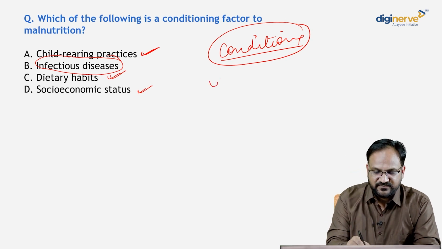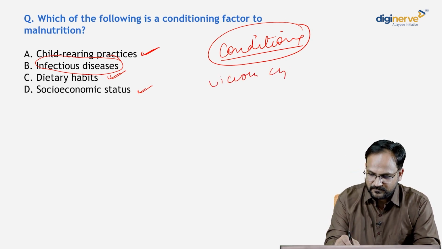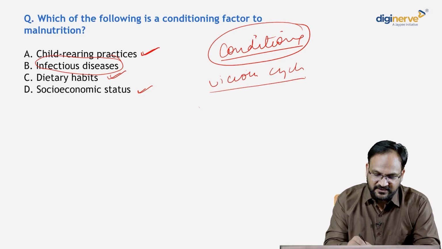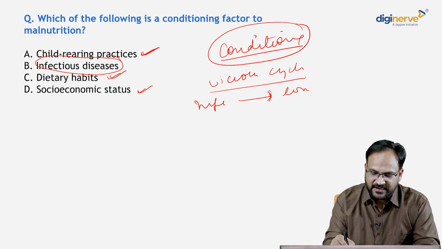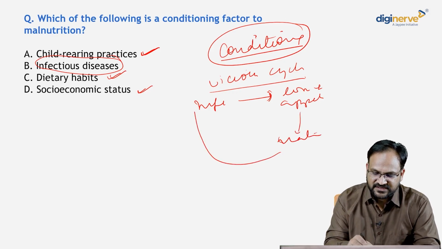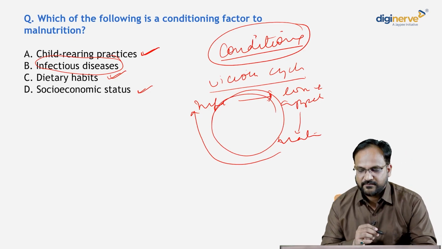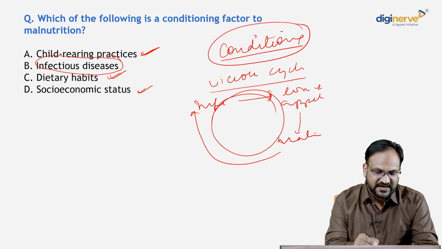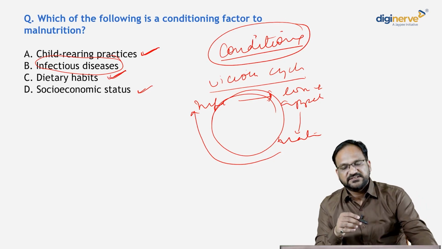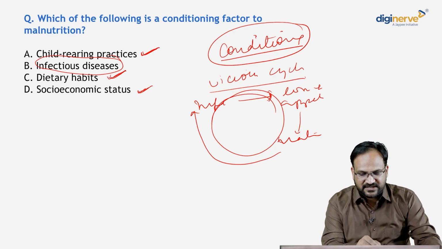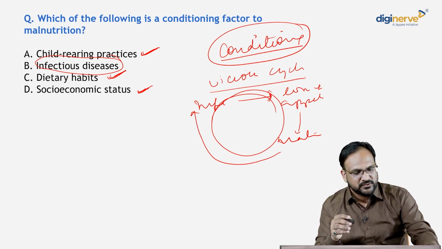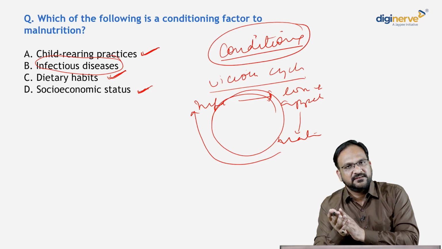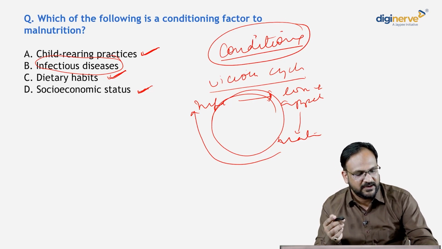How? Because this is a vicious cycle. One person is infected, he or she will have loss of appetite. Because of the loss of appetite, there will be malnutrition. If there is malnutrition, there is a further chance of infection. So this is a vicious cycle. One more thing, child rearing practice and dietary habits are cultural factors. Also, socio-economic status is an economic factor. So only one option is remaining here, that the conditioning factor could be the infectious disease. So our answer will be B here.